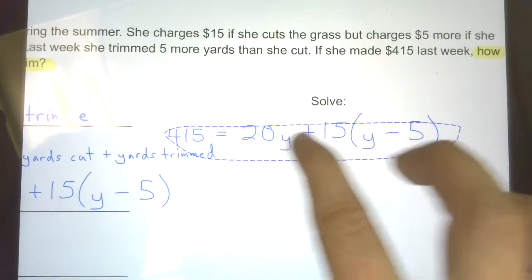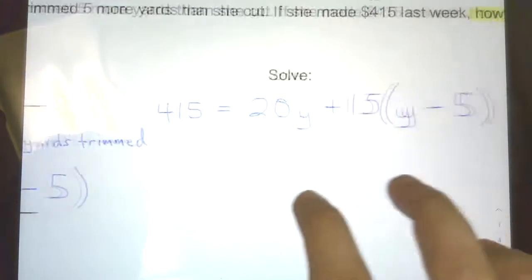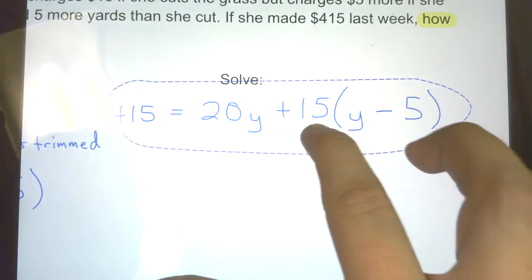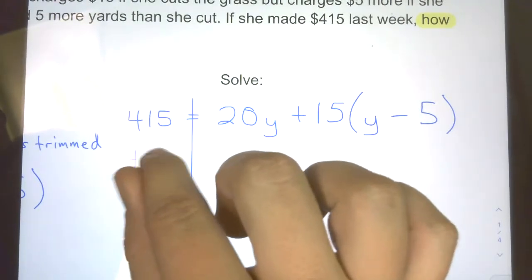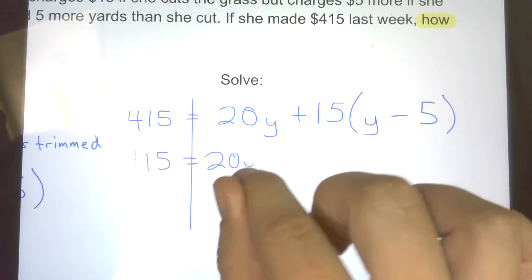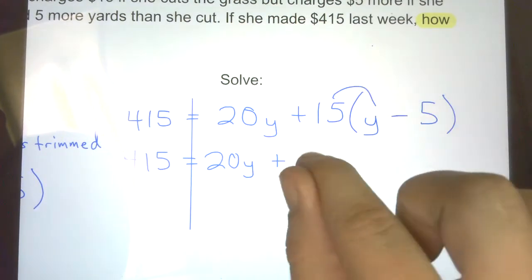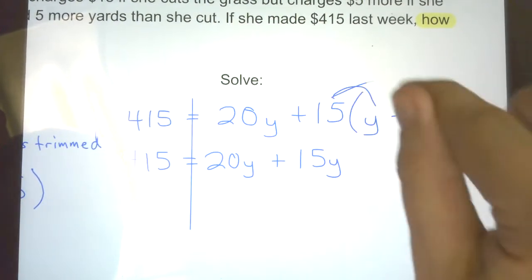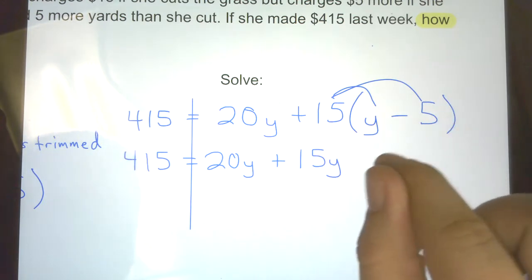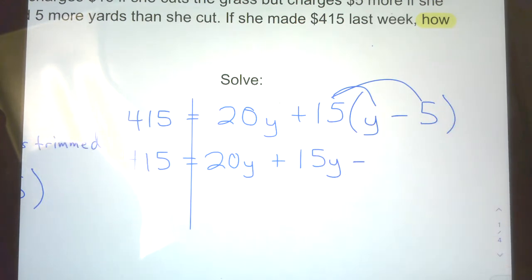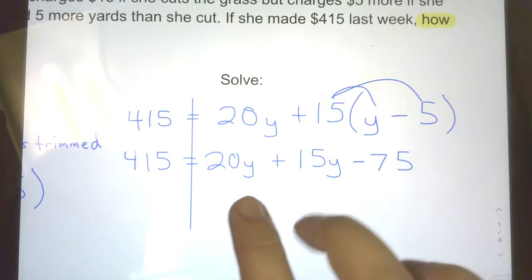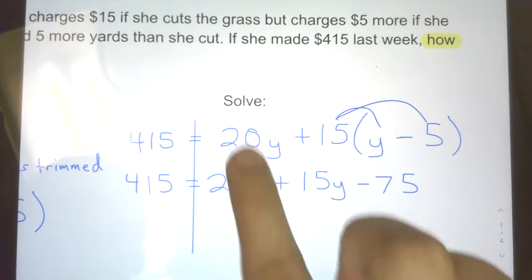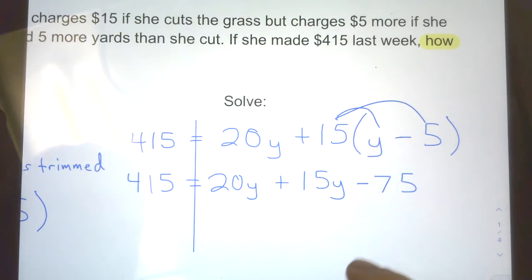So let me put it over here. I can solve it. First step is to distribute always. So I've got 415 on the left side, 20y on the right side. 15 times y is 15y. And 15 times negative 5 is negative, I believe it's 75. Let me just check. Yeah, minus 75. Okay, which is all right, because now we're kind of thinking abstractly here. All right, this is the equation that's going to work. This is the math that we need to do.